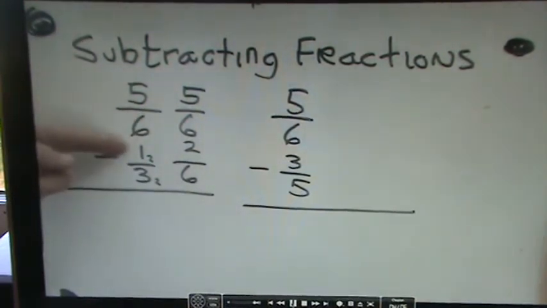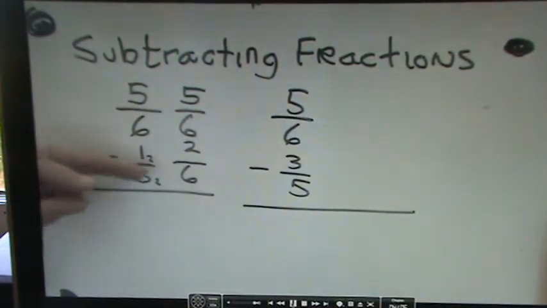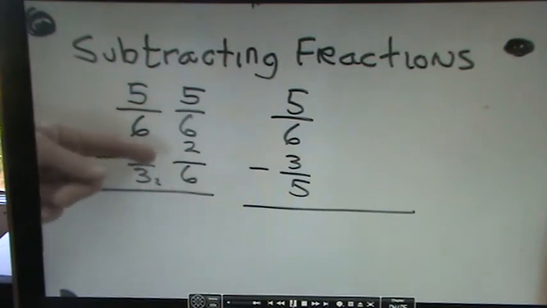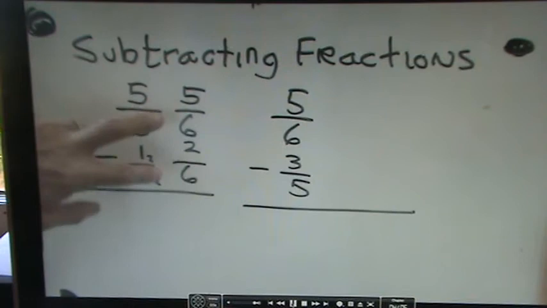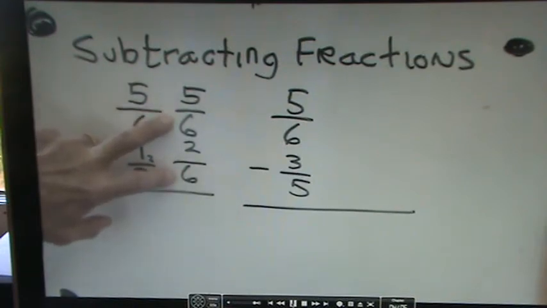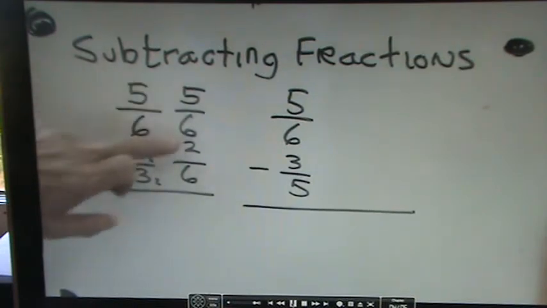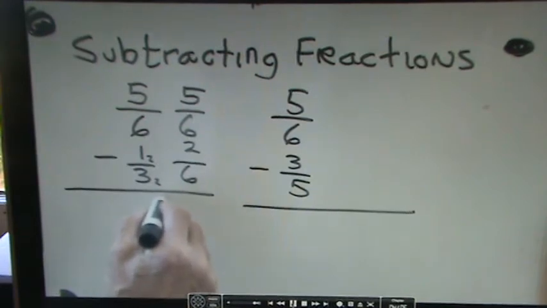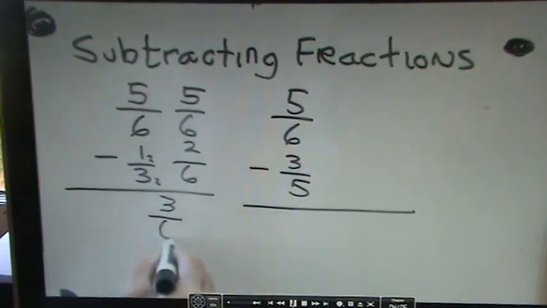Now I have renamed 1/3 to a fraction with a higher name, which is 2/6. Now I can subtract because our denominators are 6. 5 take away 2 gives me 3/6.